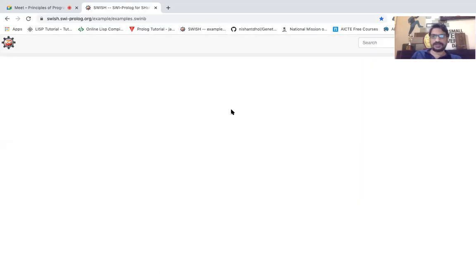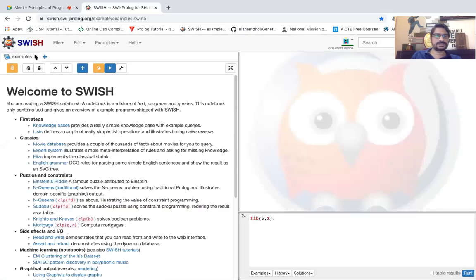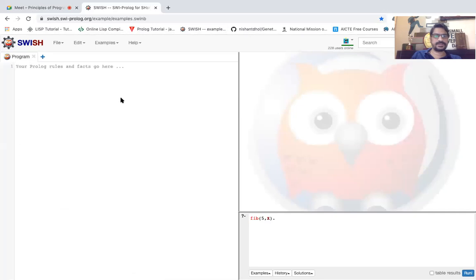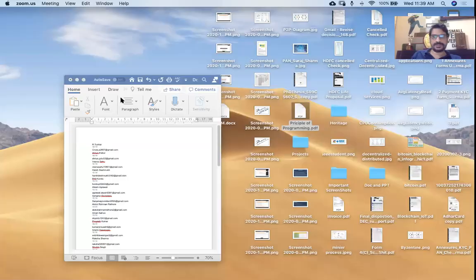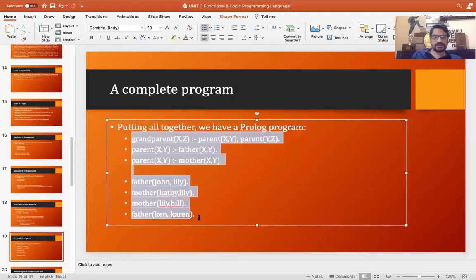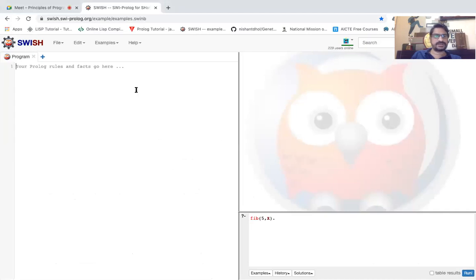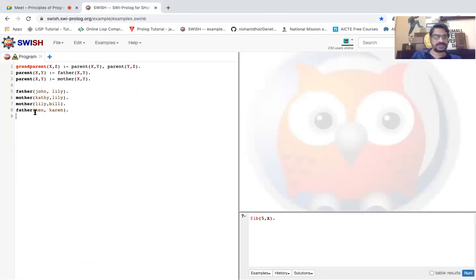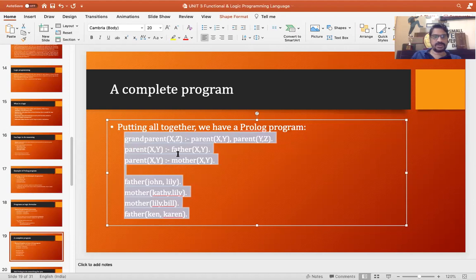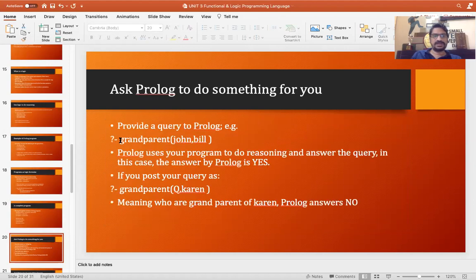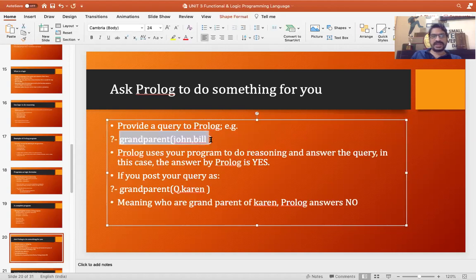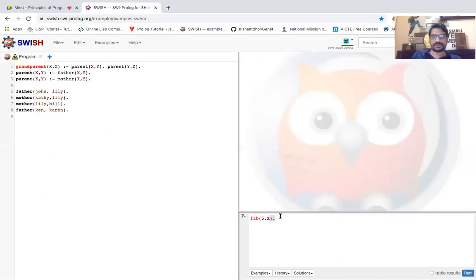So I'm using an online compiler for this. What is my query? Query is this. What I'm doing is I'm putting all the facts here. So these are all facts: grandparent XY, parent, father, mother, all these things are here. Now, what is my first query? Based on all these facts, can you tell that John is a grandparent of Bill? Where will we write the query? We'll write the query here.